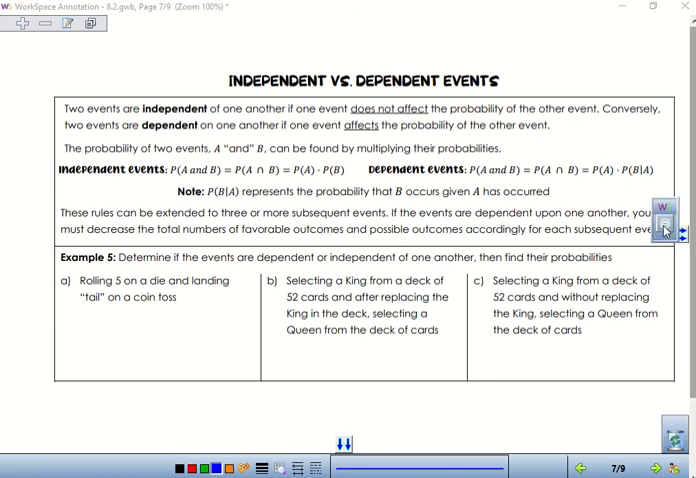So these events are going to be dealing with situations where we want two things to happen, one thing to happen and then another. So the more events that you want to happen in a chain of events, the less likely it's going to happen, right?